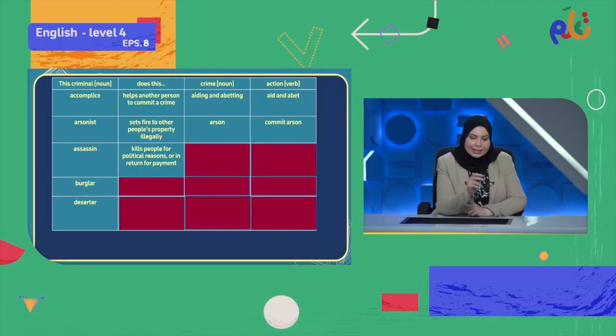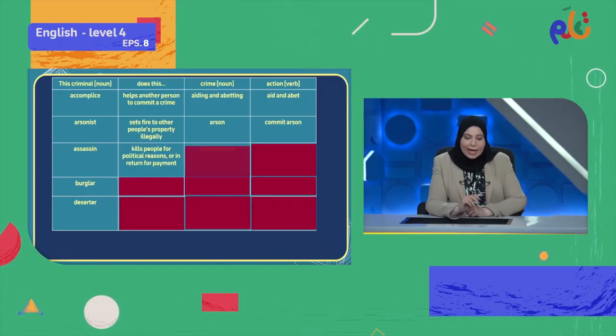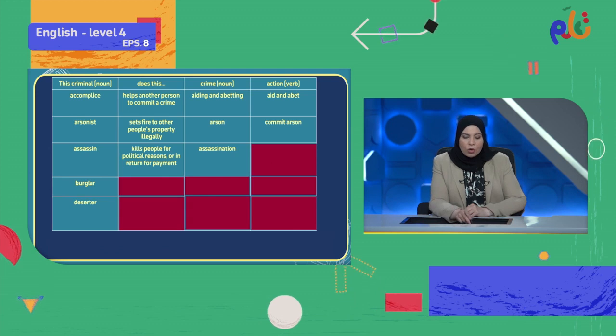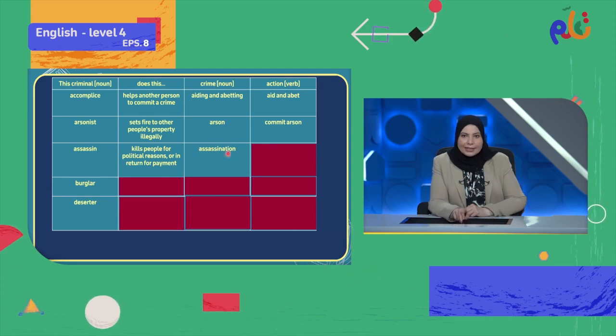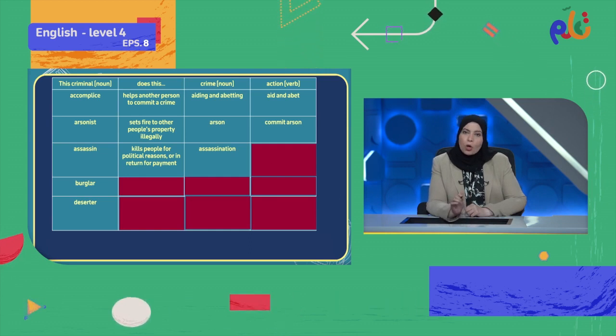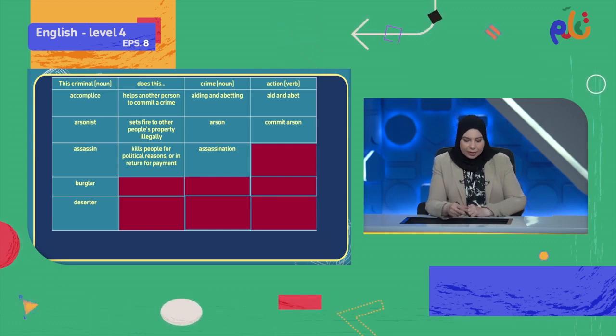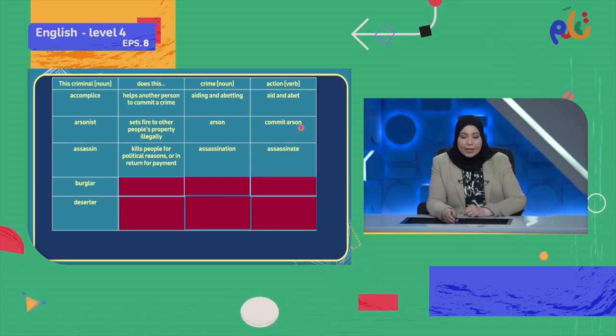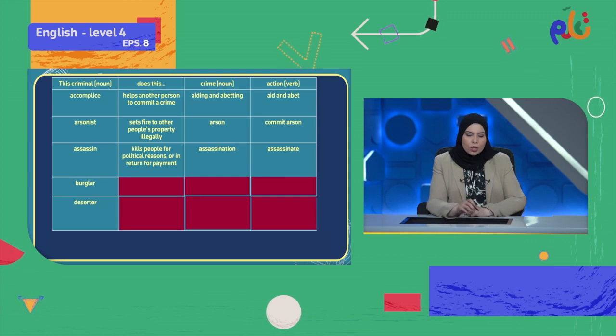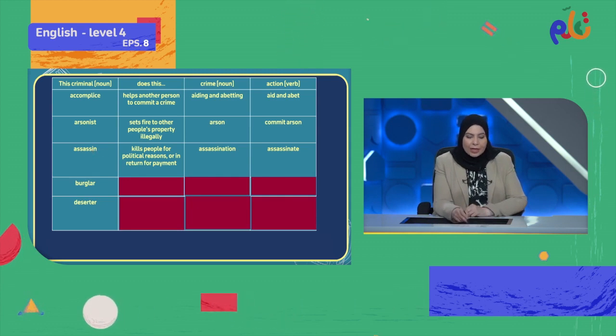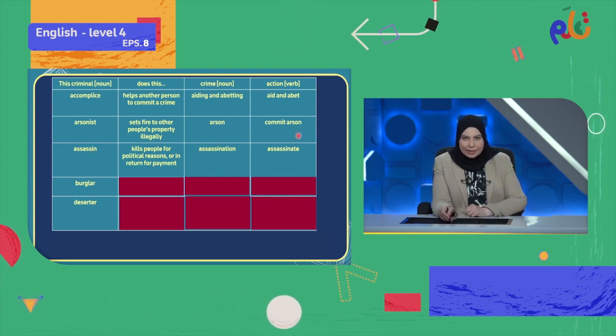So the person who killed him is a criminal. He is an assassin. And the crime is called assassination. Assassination is the crime of killing someone in return for money or for political reasons. And the verb is assassinate. So assassin, assassination, assassinate.